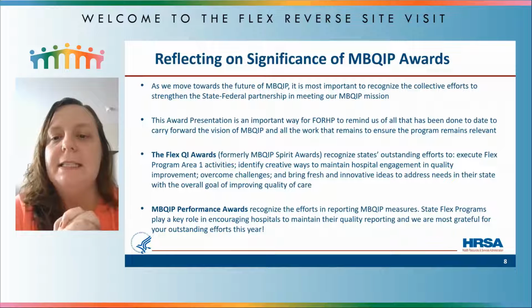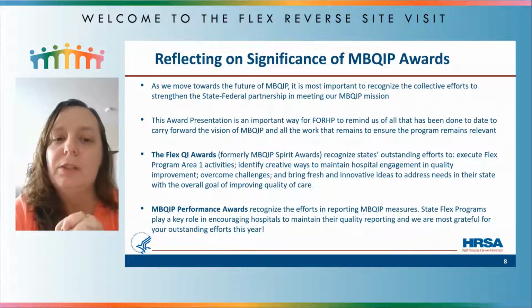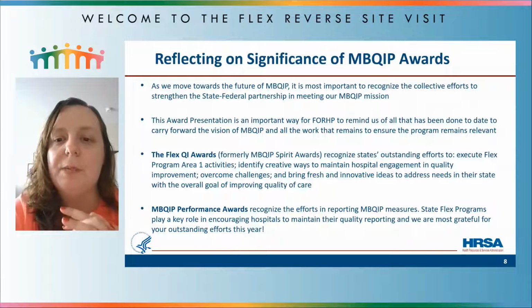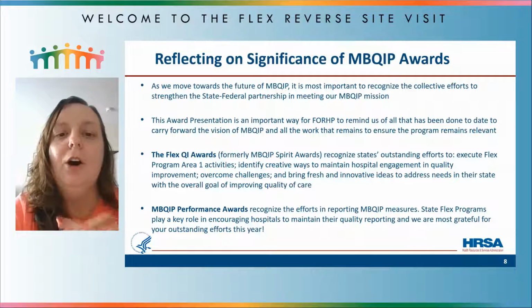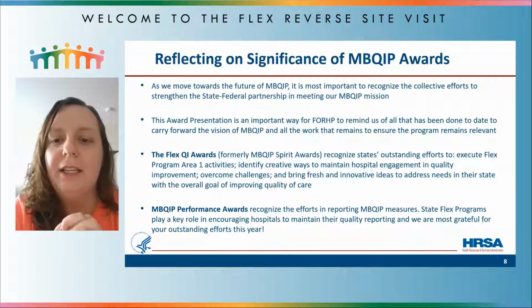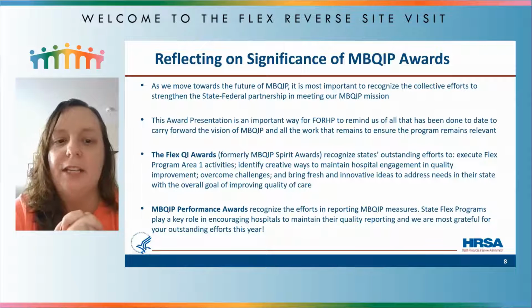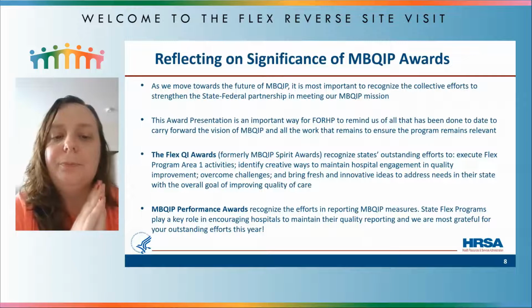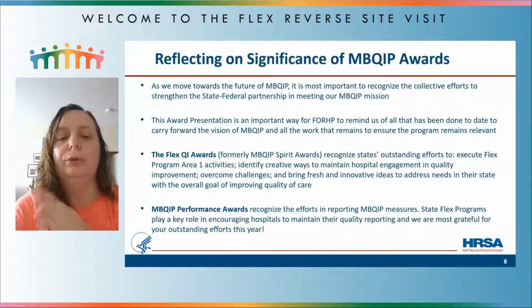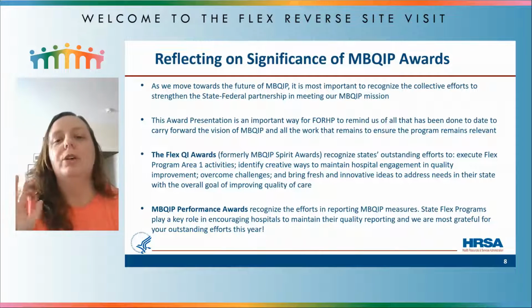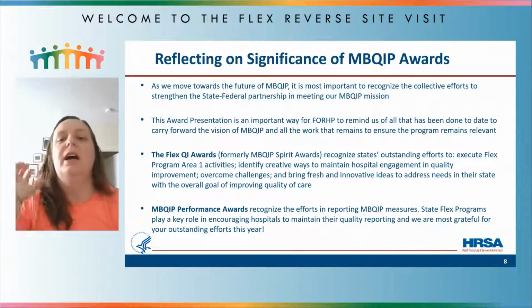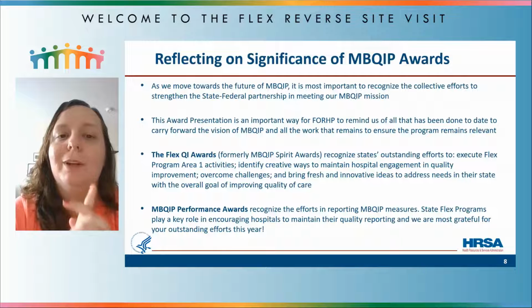And so that recognizes a state's outstanding efforts to execute Flex Program Area 1 activities, identify creative ways to maintain hospital engagement and quality improvement, overcome challenges, and bring fresh and innovative ideas to address needs in their state with the overall goal of improving quality of care. Now, that's different from our MBQIP Performance Awards. Those recognize the efforts in reporting measures. So those are ranked, but we know the state flex programs play a key role in making sure your hospitals are doing their reporting.